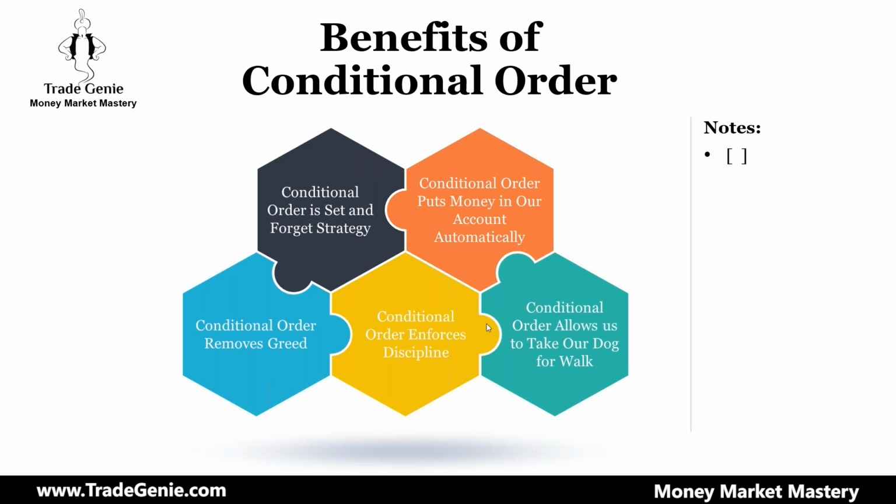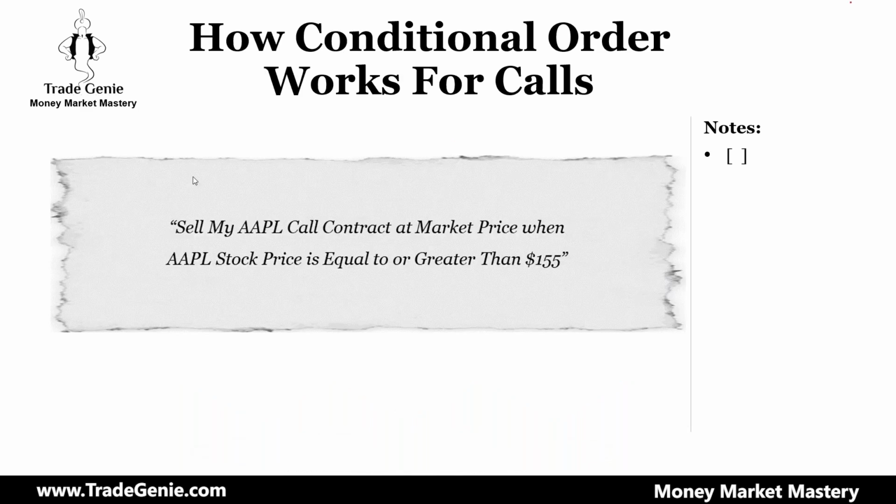So you contact your broker and say, okay, what conditions can I set to sell my Apple contracts? They will tell you these are the conditions you can set. It doesn't have to be Apple. So explore your trading platform. So how does a conditional order work for calls?